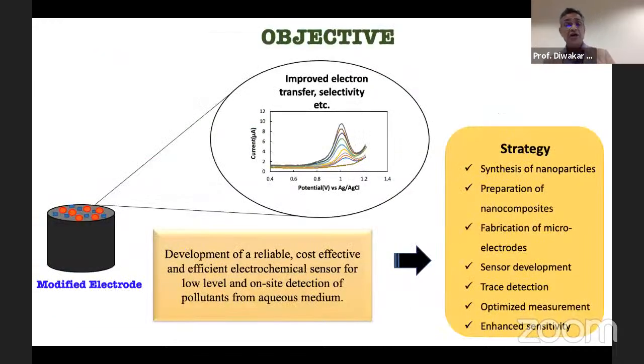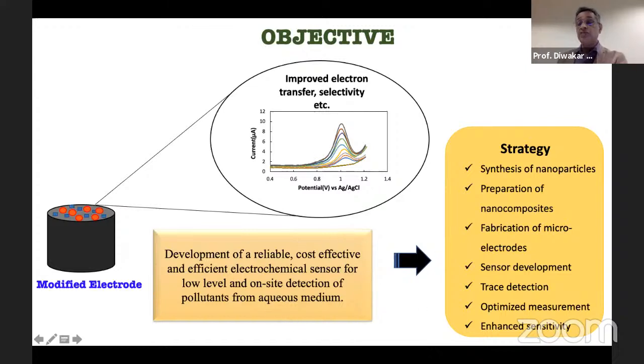This was our objective. We wanted to develop a material, and that material we were trying to use for the detection of micropollutants, or these pharmaceuticals or drugs. For that we have used an electrode, and the electrode surface we try to modify in such a way using the materials. With that, we get improved sensitivity and selectivity. So this is a simple picture.